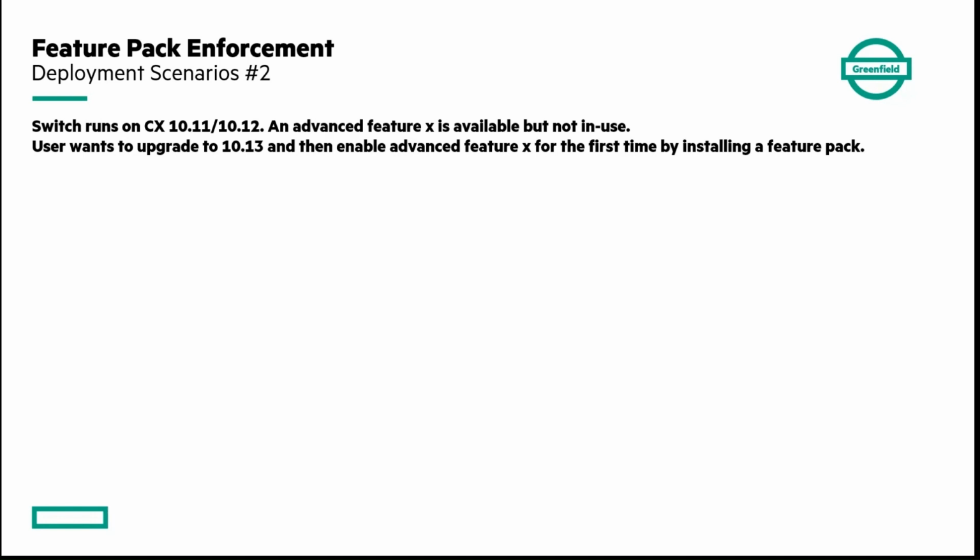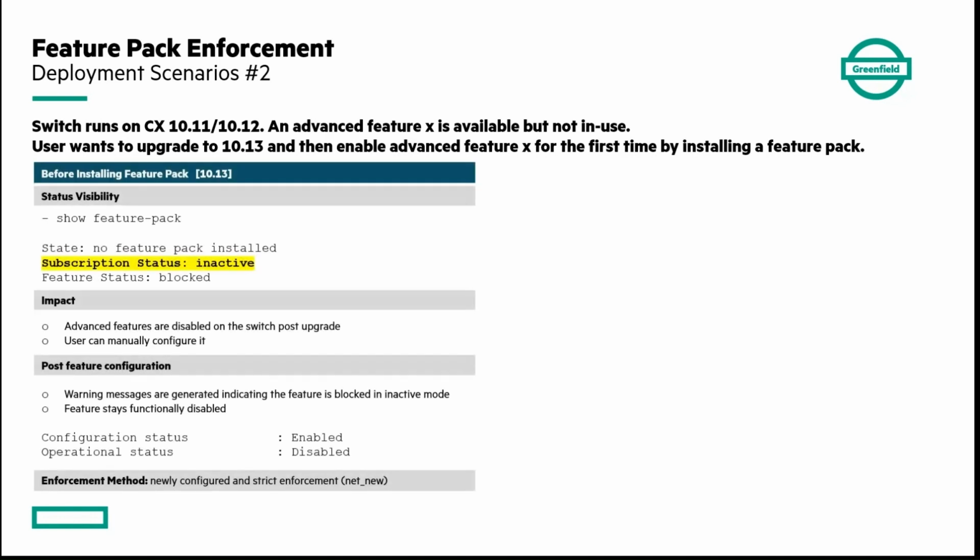In this case, the switch behavior is quite similar to the last one. That is, the state is no feature pack installed, subscription status is inactive, and feature status is blocked. The user can still manually configure it, but the feature will stay functionally disabled and warnings will be generated. This too comes under the strict enforcement method.